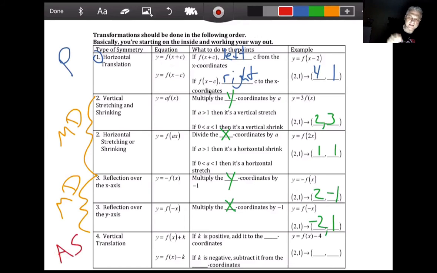So A and S, back to day 1 notes, vertical translation. You have plus or minus, but it's outside the parentheses. So if K is positive, we're going to add it to the Y coordinate and go up. If K is negative, we're going to subtract it from the Y coordinate and go down. So if you have f of x - 4, you subtract 4 from your Y coordinate. Subtract 4 from 1, and you get 2, -3.